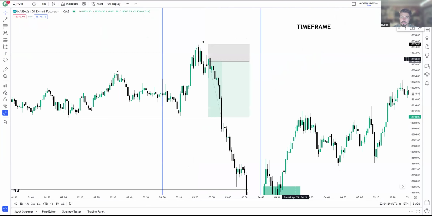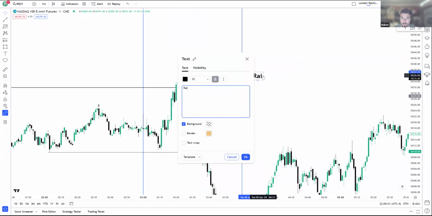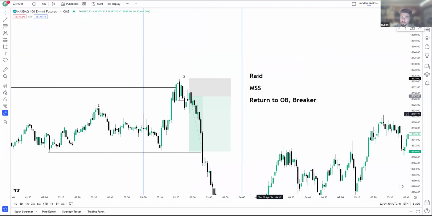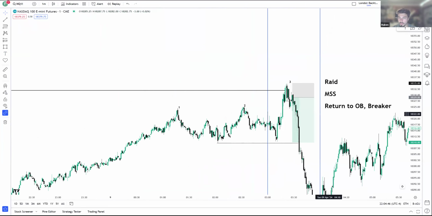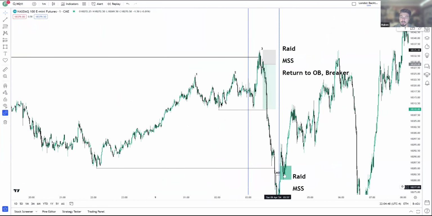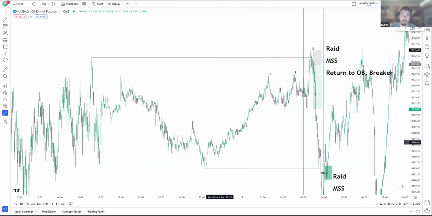Another way is up here, which is raid of liquidity, market structure shift, and return to an order block or a breaker. So the returning is up to you, what you want to enter from. So there's your market structure shift and you return back in here, right? And this is all in the 1 minute time frame. So again, 1 minute time frame, you're trusting that time is going to do the heavy lifting, and you look at key liquidity points. So previous day's highs, previous sessions lows, right? So that's the first we'll talk about.